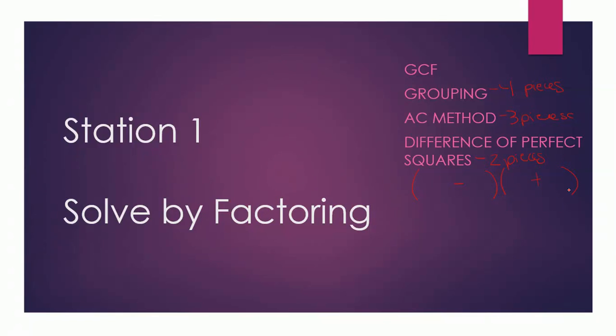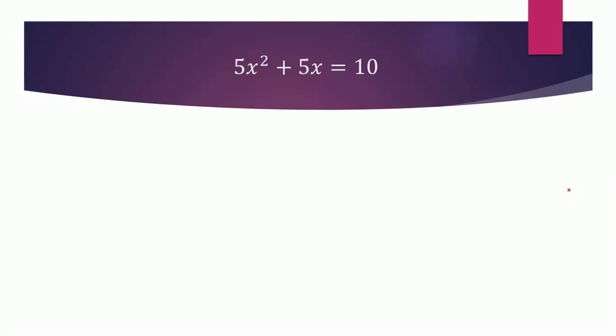What we're going to first do here, though, is actually do a problem. 5x squared plus 5x equals 10. The very first thing you need to always make sure you do is make sure they're all on the same side. So I have 5x squared, 5x, and equals 10. They're not all on the same side. So I'm first going to subtract 10 from both sides, and I'm left with 5x squared plus 5x minus 10 equals 0.